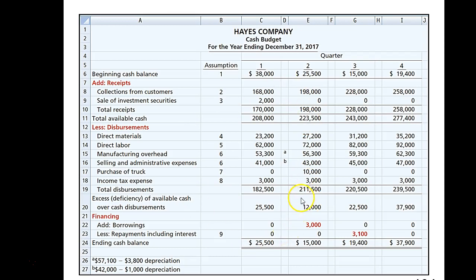Total disbursements is $211,500. That gives me an excess of $12,000. Now remember that our desired cash balance will be $15,000. So we're $3,000 short. So in the second quarter, we're going to borrow $3,000 in order to get our desired ending cash balance in the amount of $15,000.